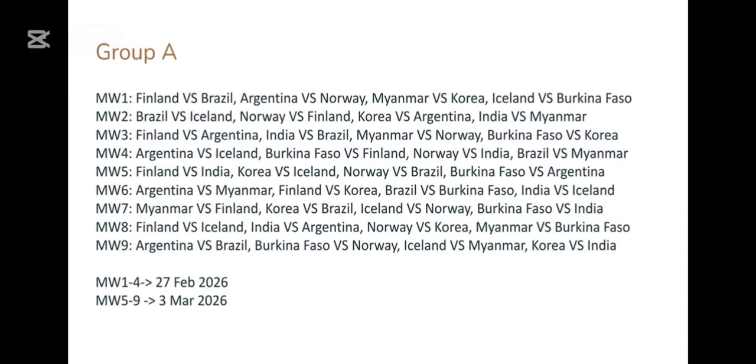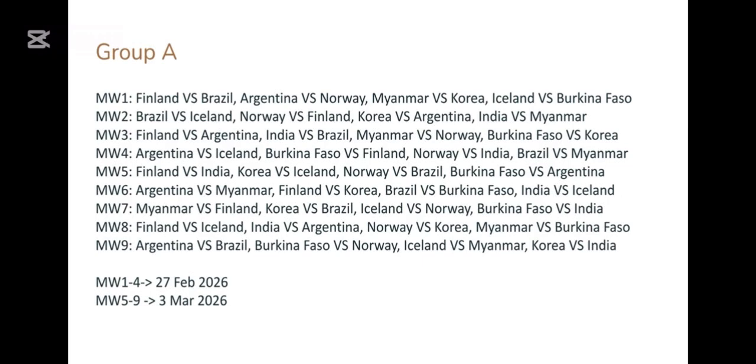Yeah, that's basically it. Okay, I know it looks like a lot of words, but if you want to read, pause it to read. If not, just listen to me, alright? Match week 1, Finland takes on Brazil for the first match and the opening match. They're followed by Argentina versus Norway, Myanmar versus Korea, and Iceland versus Burkina Faso.